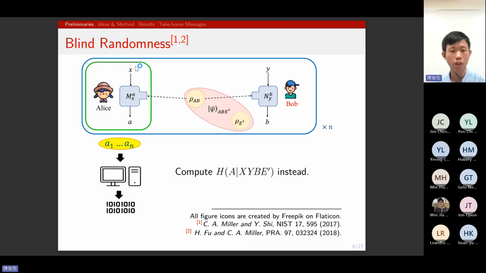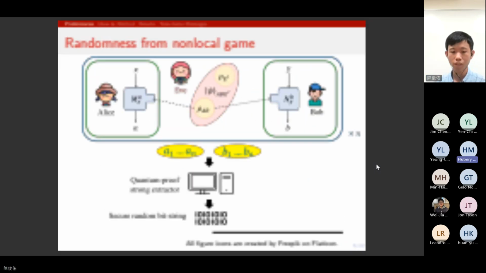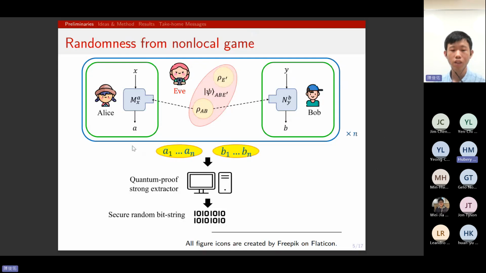Okay. So before I go on, I just want to pause to see if there are any questions. I have a question about the quantum-proof extractor. So what does the quantum-proof extractor do?